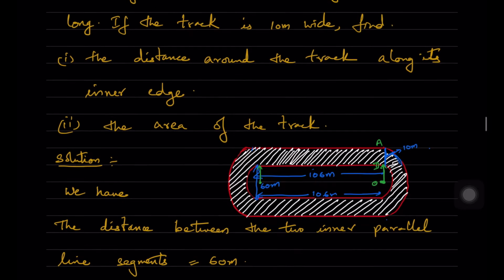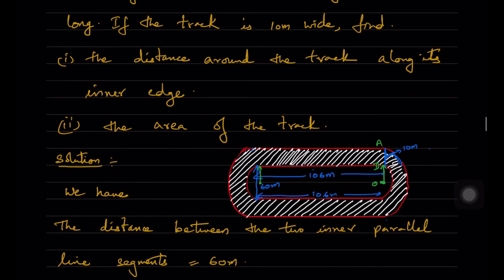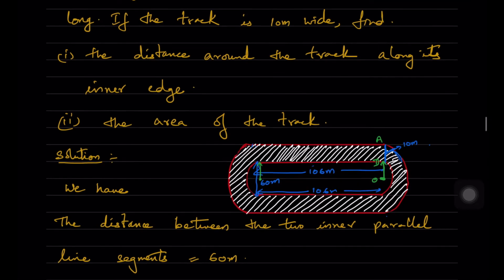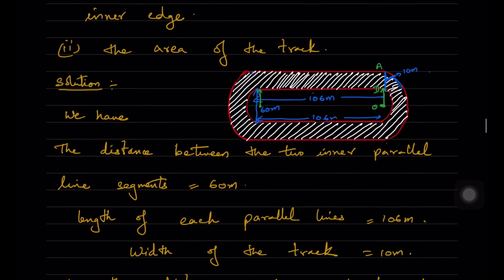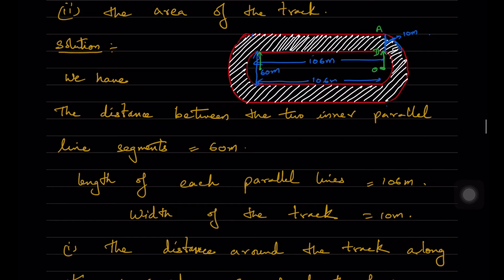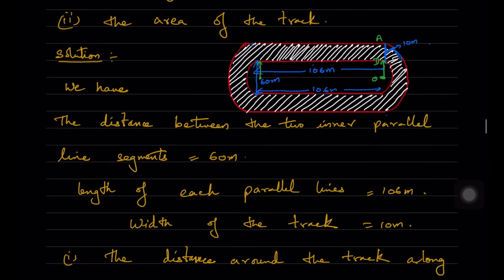So now for the solution here you can see the figure. The figure you can see that it is 106. The distance between the 2 inner parallel lines is 60 meters and the length of each parallel line is 106 meters. You are having 2 semicircular edges.